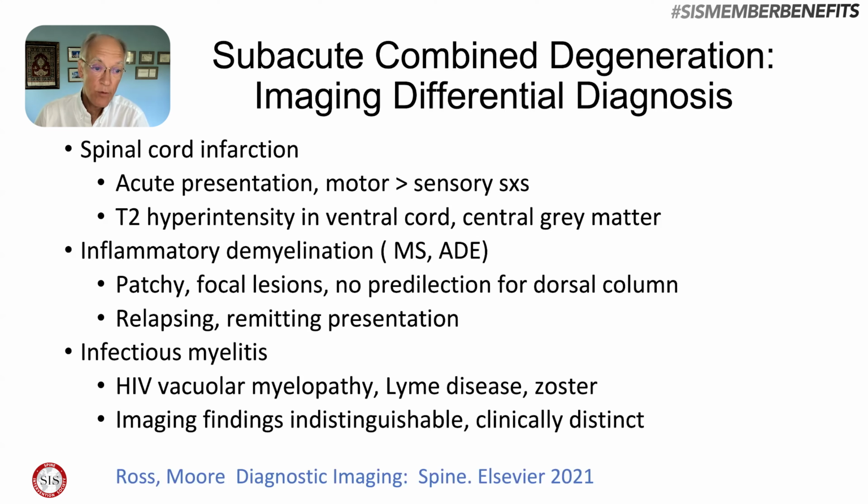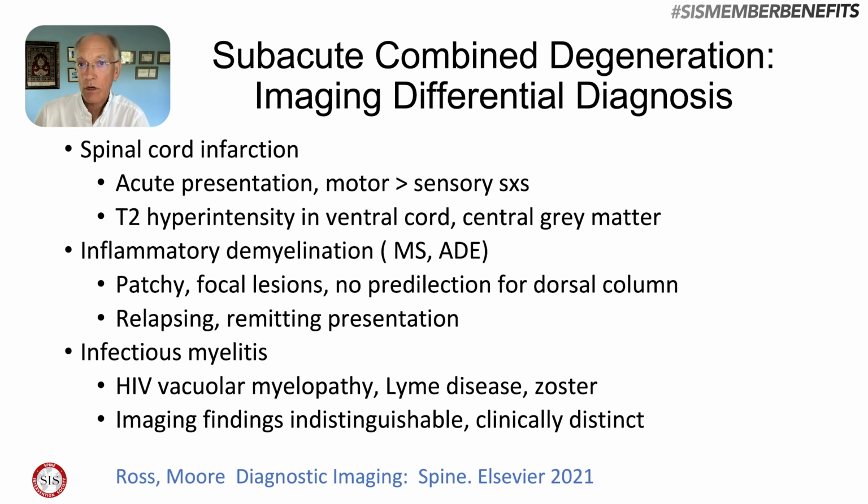We may have inflammatory demyelination, particularly with multiple sclerosis or acute disseminated encephalomyelopathy. And here, these are patchy focal lesions in the cord white matter, but not necessarily a predilection to the dorsal column. So we'll often see involvement, particularly of the lateral columns. And again, this has a very classic clinical relapsing remitting course.